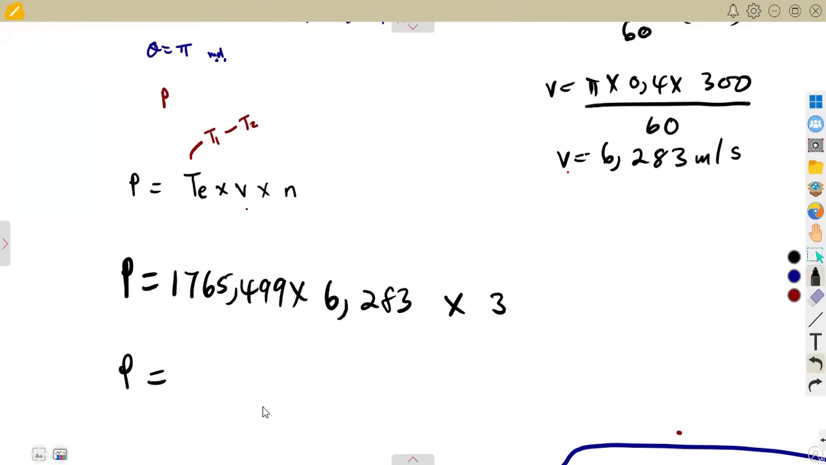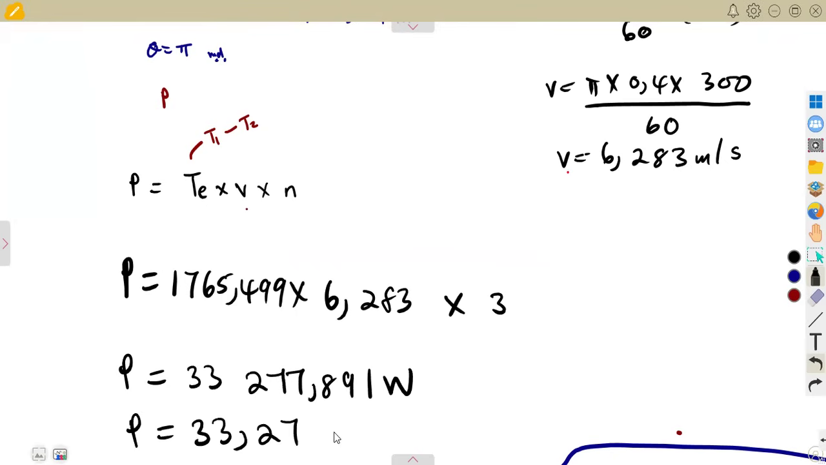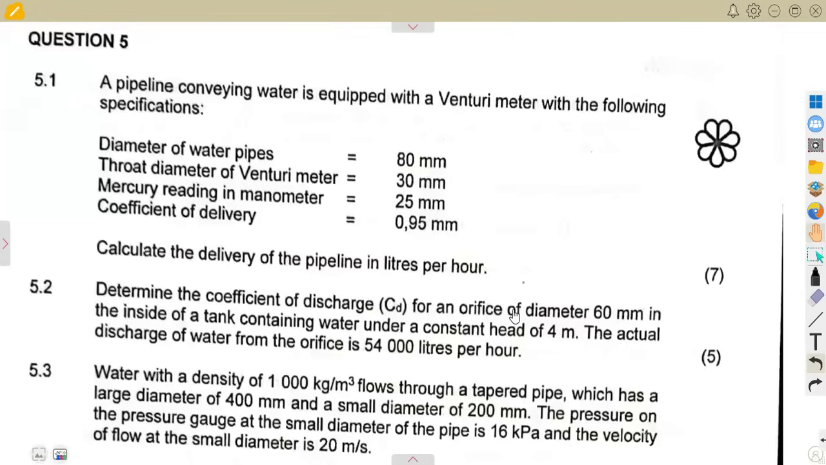And the power was going to be 33,277,891 in watts, which you can convert to kilowatts if you divide by 1,000. So that is going to give you 33.278 kilowatts. So this is the power that we are going to have at the end. So you have to be careful in your presentations: the information that you're given, all the stages that you're going to take, the formulations, this and that. Guys, that's it.